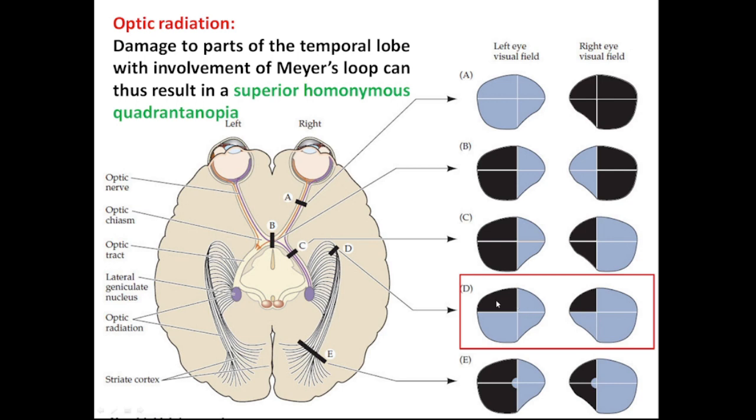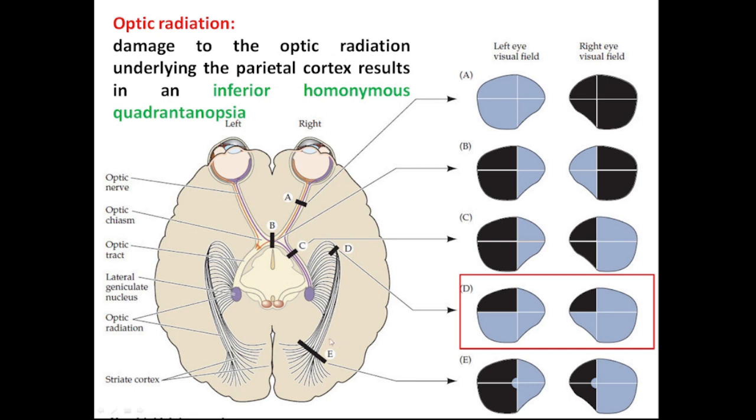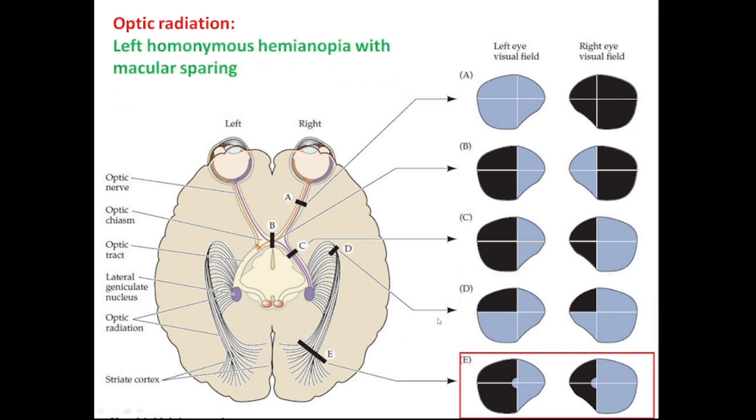It will be the opposite if you damage the superior part, so the inferior visual field will be affected. So this one will be affected. Okay. And what I told here, the inferior homonymous quadrantanopia, also can be found if we damage the superior part of the optic radiation.